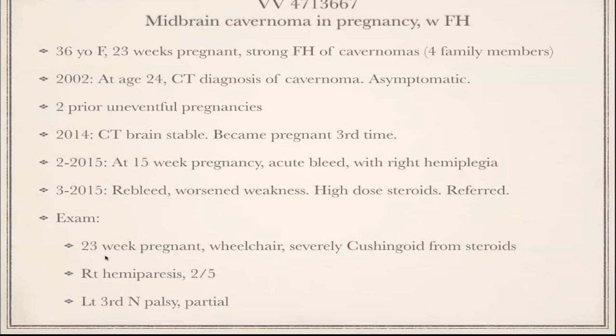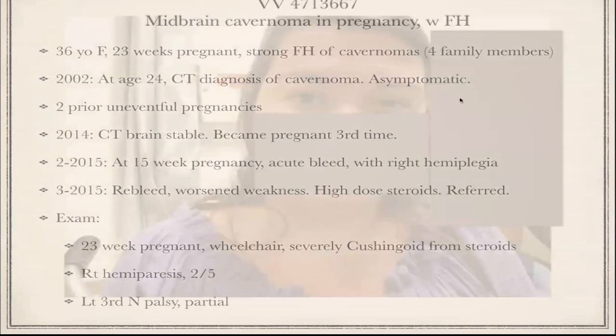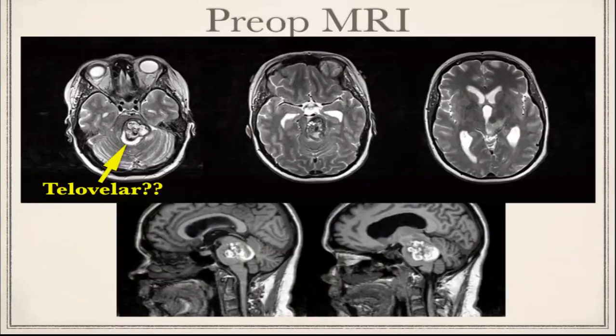She came to me 23 weeks pregnant, hemiparetic with a 3rd nerve palsy. Look at the acne, and I can't show you her full Cushingoid features. And look, she was in a wheelchair due to the lesion and the steroids they had put her on in her country. Here is the lesion.